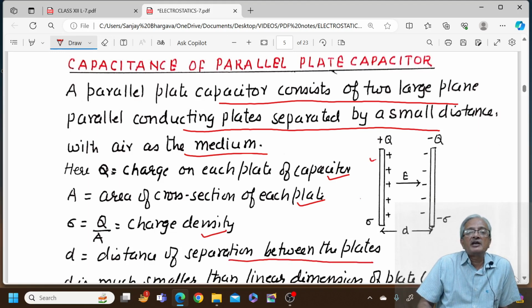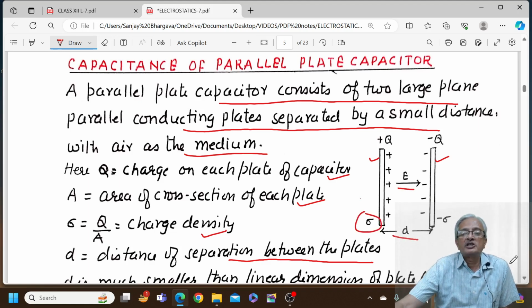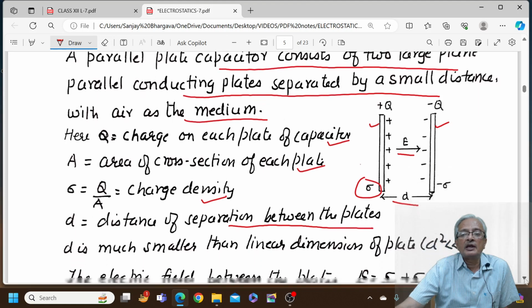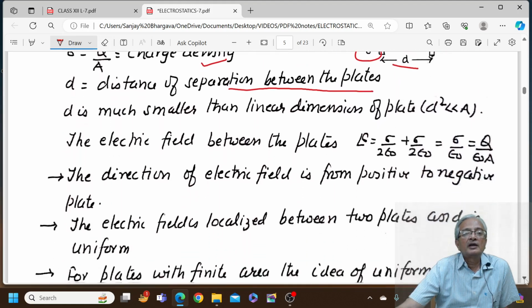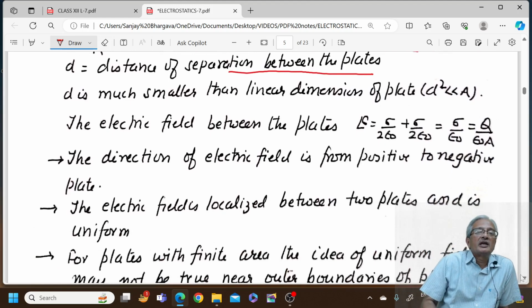So we have a plate here with positive charge, a plate with negative charge, and the direction of the electric field here. D is the distance of separation. This represents the charge density, that is charge per unit area. Here the distance of separation D is very much smaller than the linear dimensions of the plate, that is D square is very much less than A.